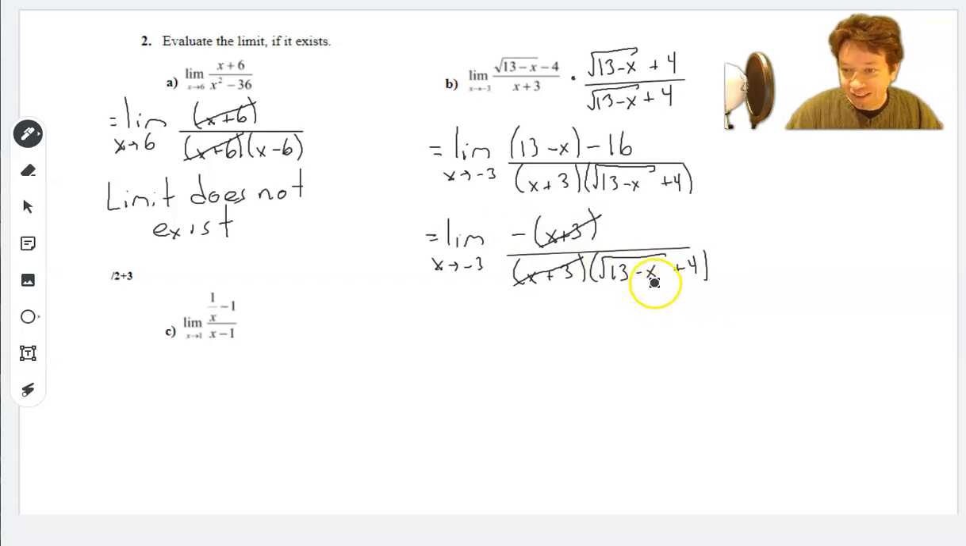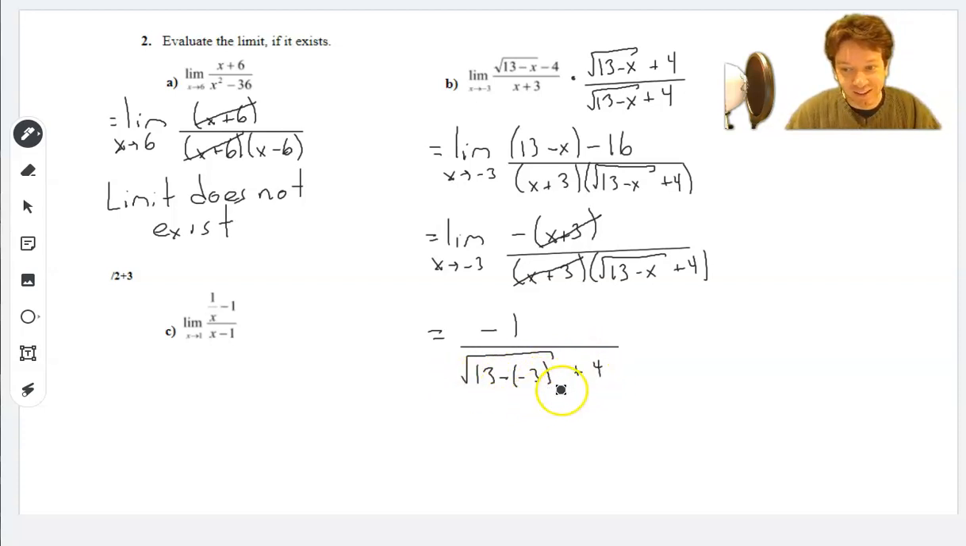As x approaches negative 3, actually I don't need to write limit again, I'm going to substitute negative 3 in there. So I'll get negative 1 all over the square root of 13 minus negative 3 plus 4. So that's 13 plus 3, which is 16. Square root of 16 is 4. 4 plus 4 is 8. So we're left with minus 1 over 8.